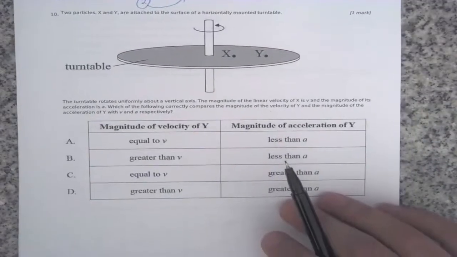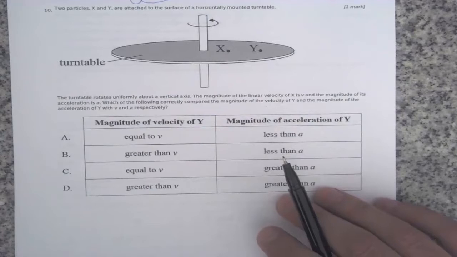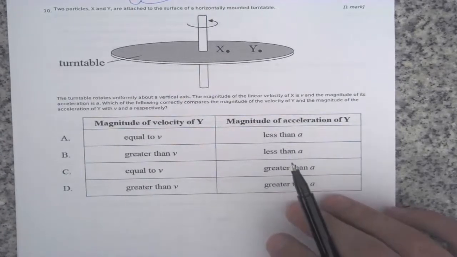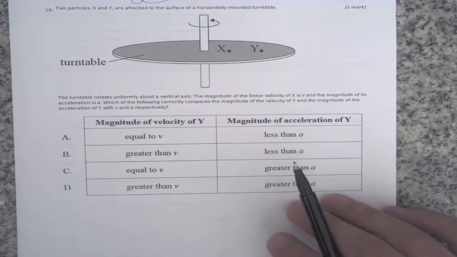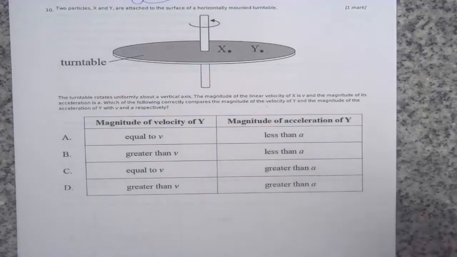Number 10, two particles, X and Y, are attached to the surface of a horizontally mounted turntable. The turntable rotates uniformly about a vertical axis. The magnitude of the linear velocity of x is v and the magnitude of its acceleration is a. Which of the following correctly compares the magnitude of the velocity of y and the magnitude of the acceleration of y with v and a respectively?